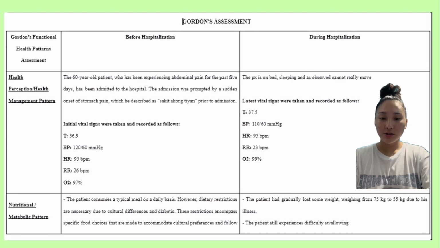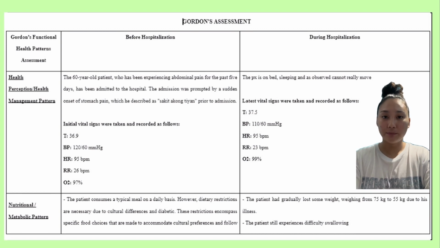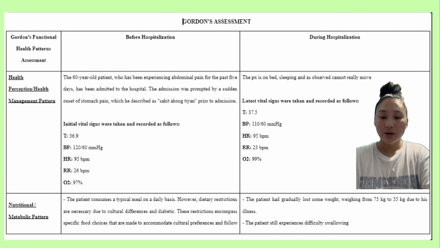And then during hospitalization, the patient is on bed, sleeping, and as observed, cannot really move. And the latest vital signs were taken and recorded as follows. So for the temperature 37.5, BP 110/60, HR 95, RR 23, and O2 sat 99%.